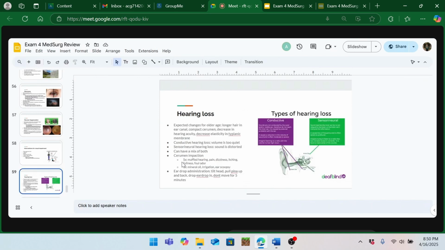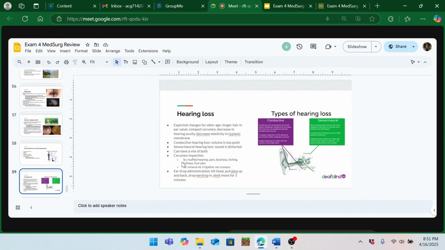For hearing loss, it is expected as you get older because there are changes like longer hair in your ear, your wax gets drier and it compacts together. It affects your hearing, the elasticity, and the tympanic membrane. And then there's a couple types of hearing loss. Your conductive is when volume is too quiet, and then your sensorineural is when it's distorted. You can have a mix of both.